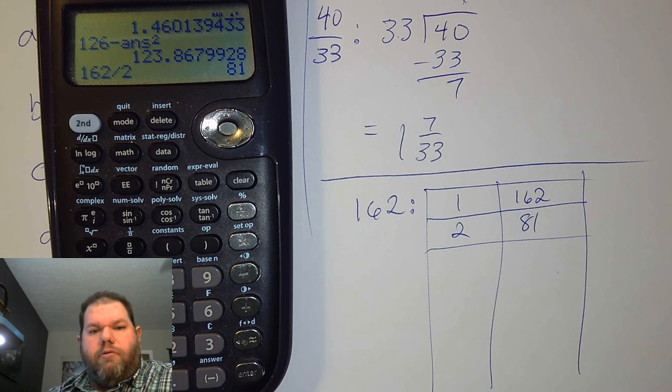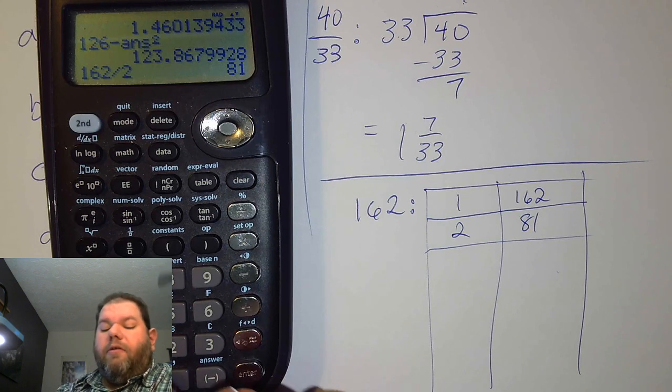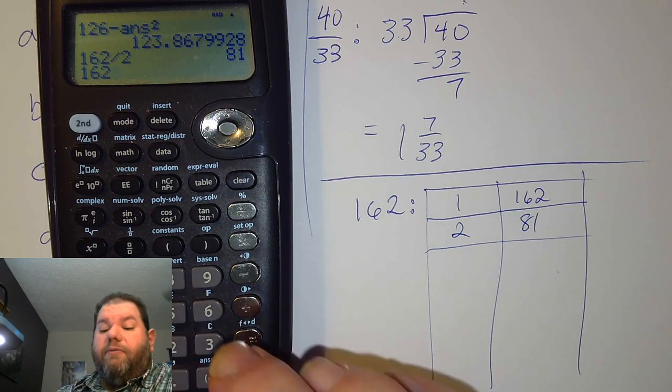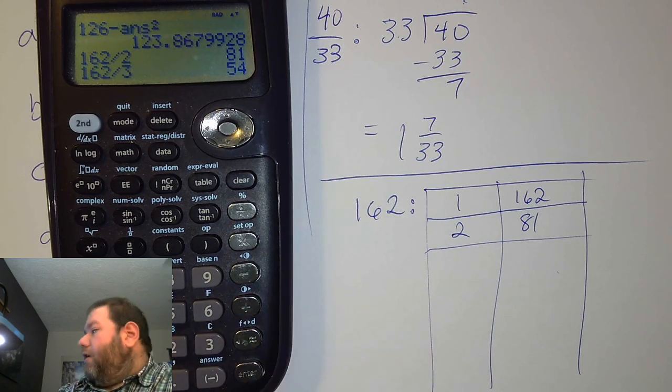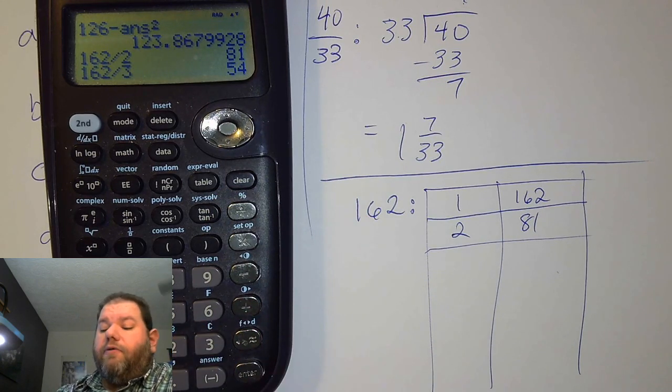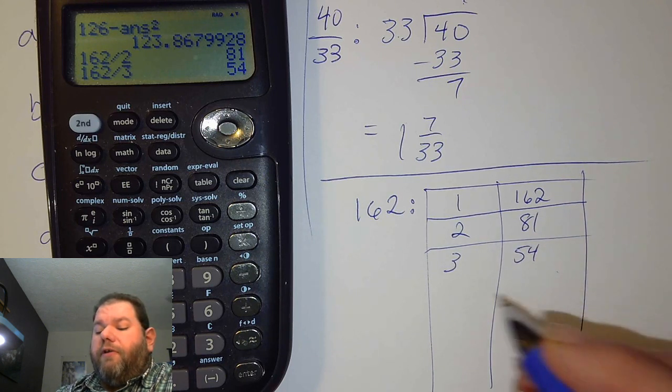Does anyone know how we can tell if a number is divisible by 3 before using the calculator? I mean, we know in this case we can divide by 3 and it actually gives us an answer, 54. Does anyone know the shortcut off the top of their head?